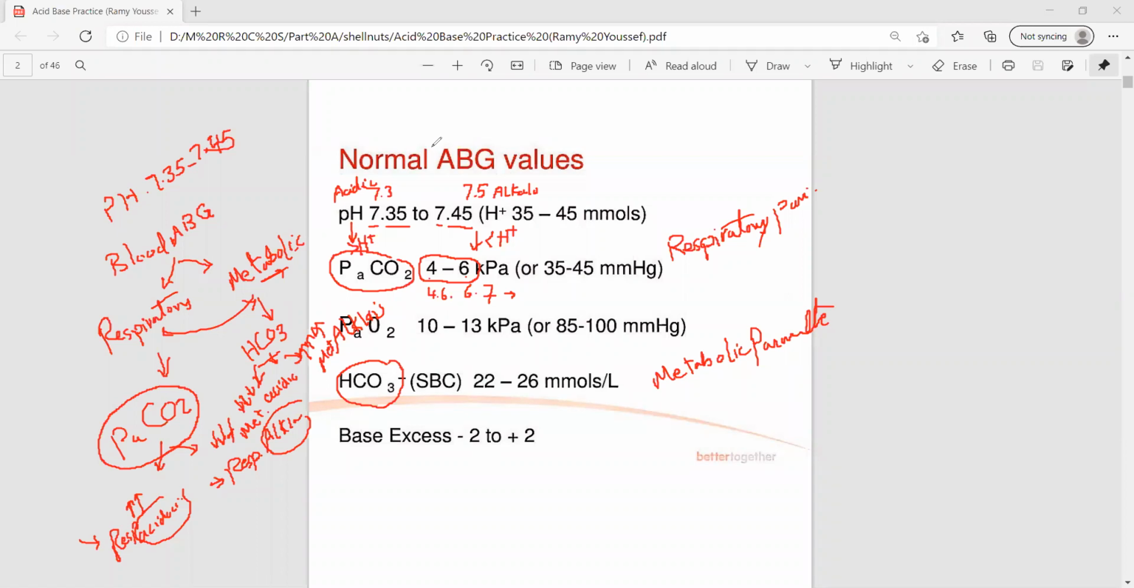Clear this point? Yes, clear. Clear for all? Clear.